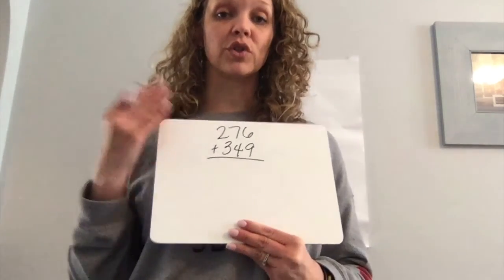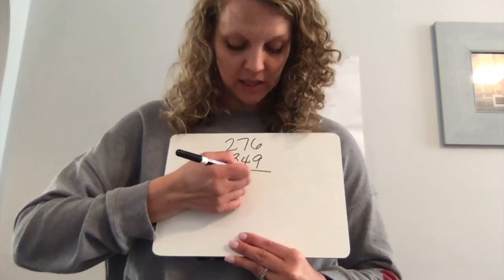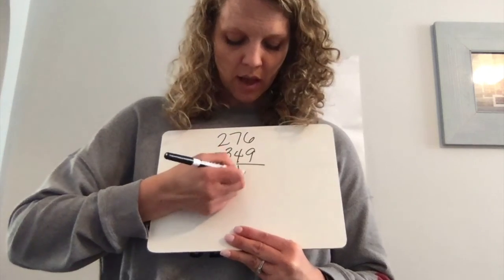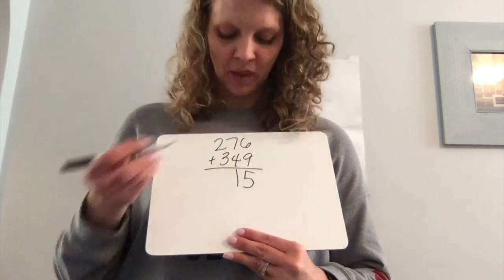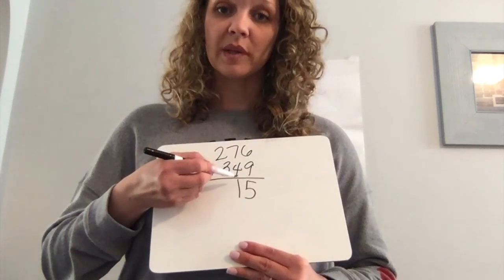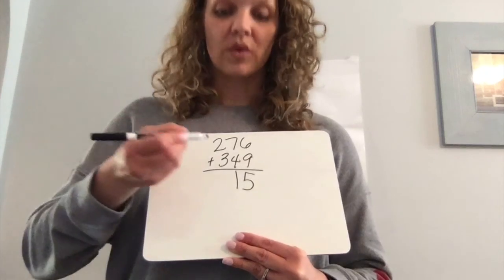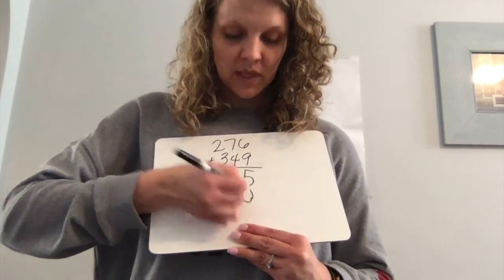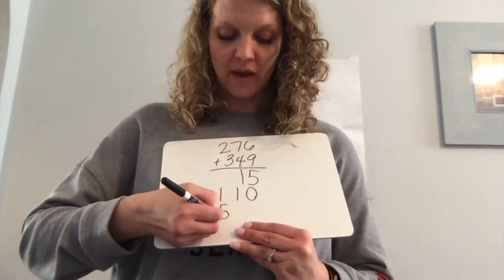I'm going to show you where you see the partial sums. So for instance, we're going to add the ones place, 6 plus 9, and that's 15. So instead of writing a 5 and carrying the 1, which is what you would do, we're going to write the whole number that we just came up with, 15. Then we have 70 plus 40, and rather than carrying again, we're thinking about 70 plus 40 is 110. And then 200 plus 300 is 500.